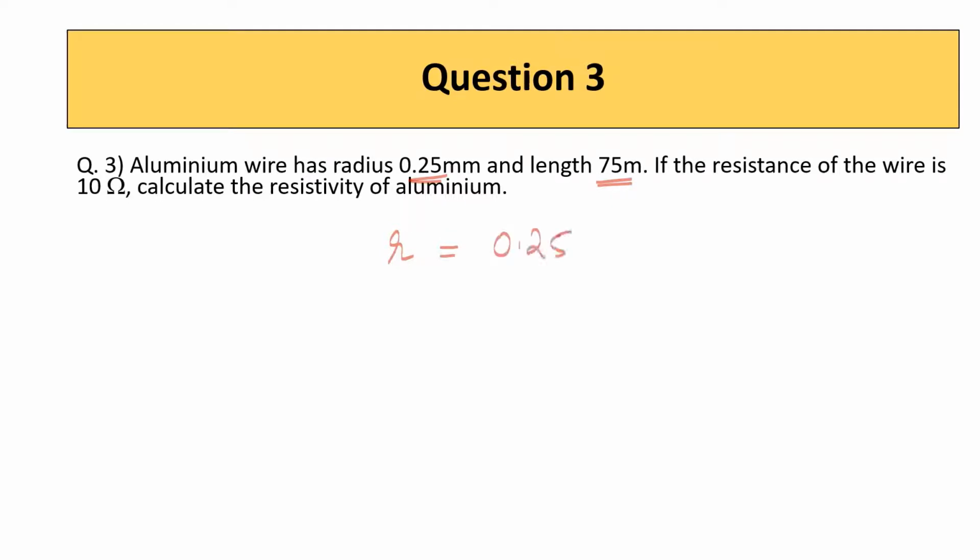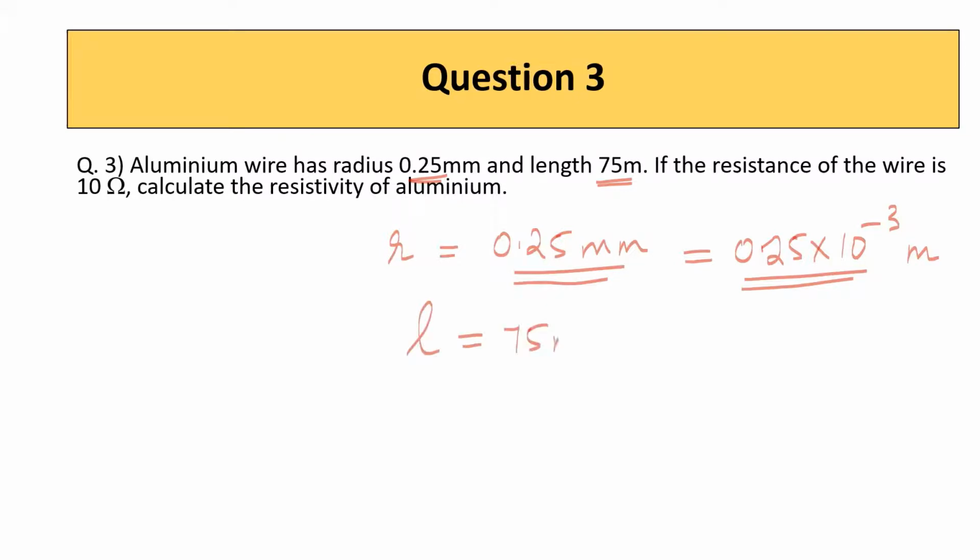But note R is given in millimeters, 0.25 millimeters. Whenever you see millimeters, you have to convert that into meters. What you should do is multiply this with 10 to the power of minus 3. 0.25 into 10 raised to minus 3 meters. Length is already given in meters. L is equal to 75 meters. The resistance of the wire R is given in the question as 10 ohms, resistivity is asked.